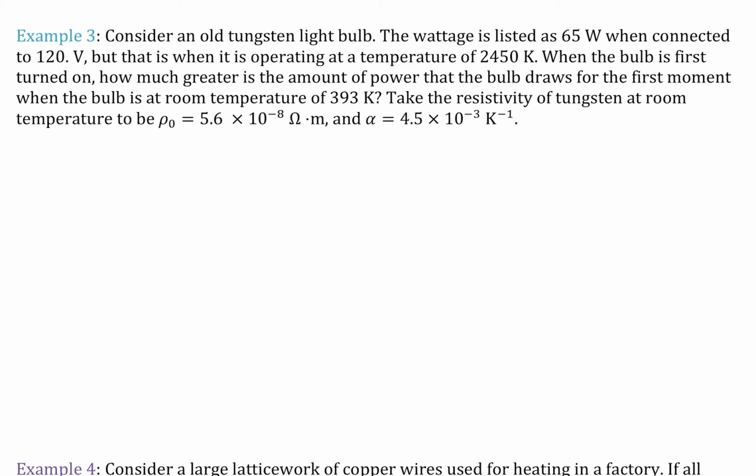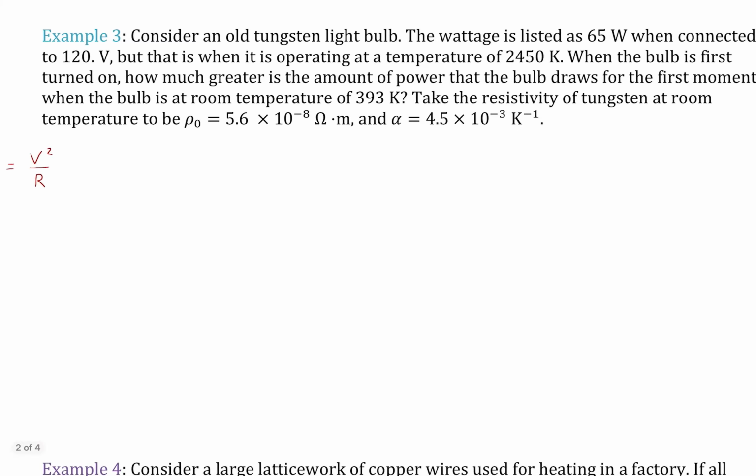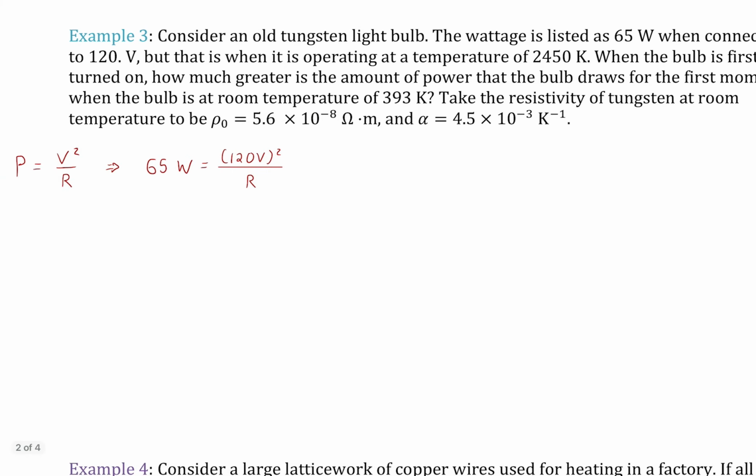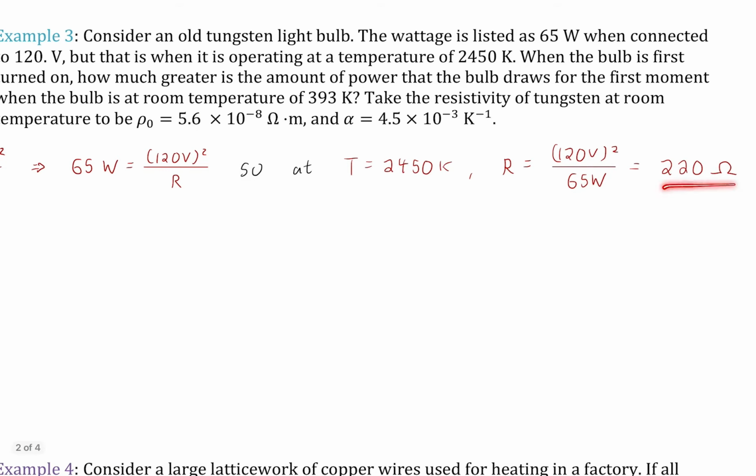So let's see how we'd approach this problem. The first thing we do is write the same expression we used a couple times, power equals voltage squared over resistance. We have a 60 watt light bulb. We've got 120 volts, so then we can find the resistance. The start of this is the same as the previous example. So the resistance at a temperature of 2,450 Kelvin is 220 ohms. So at its operating temperature, it is 220 ohms. We haven't used the temperature yet.